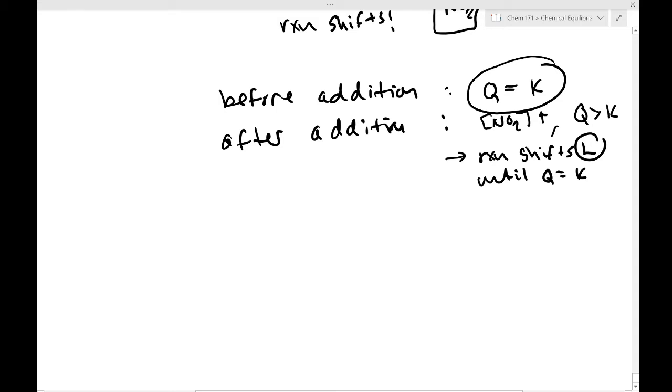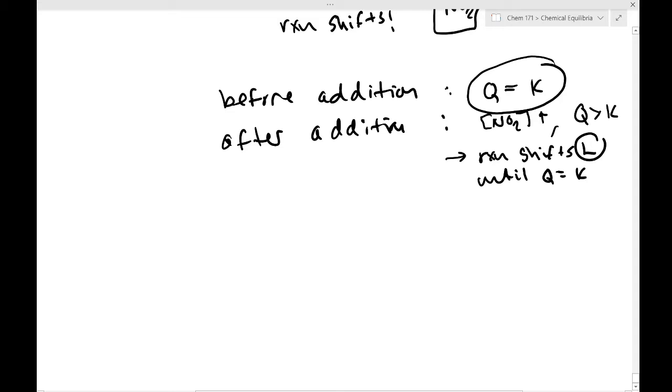Now, if you take away products, or if you add in reactants, that means that Q will be less than K because you're dividing by a higher quantity. And because of this, it's going to shift to the right. It's going to shift towards the products.